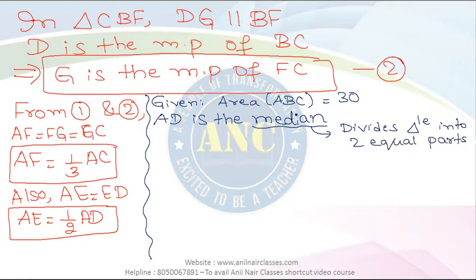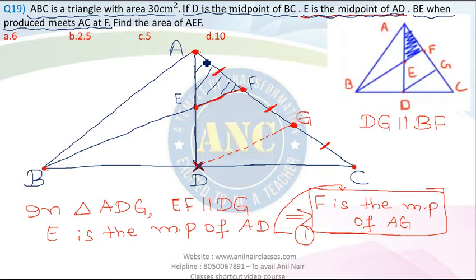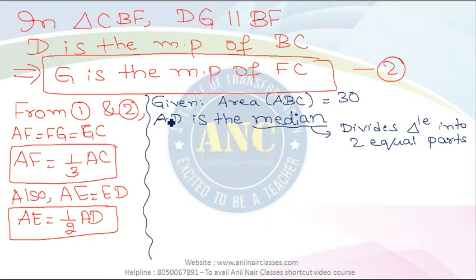Median divides the bigger triangle into two equal parts. That means because of this median AD, the entire triangle ABC, which has area 30, which is given in the question, is divided. Now ABD became 15 and ADC also became 15. It is equally divided into two parts.